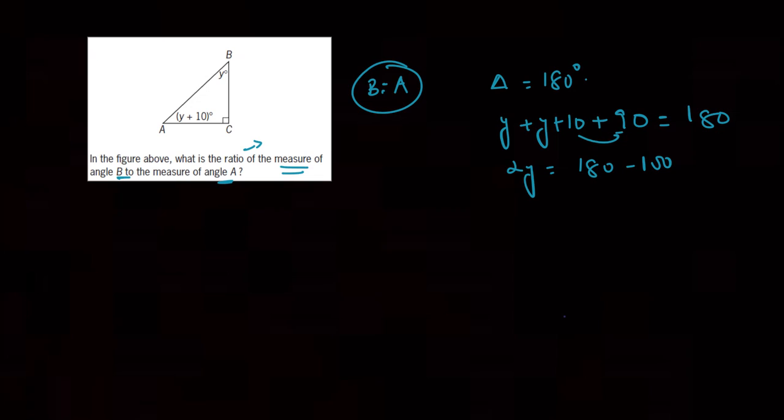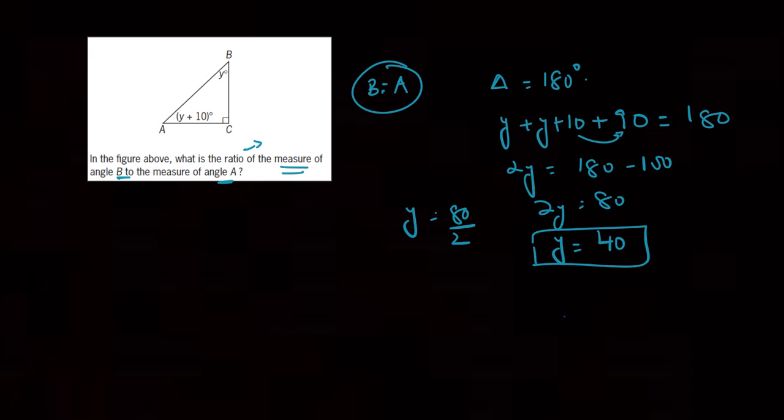Okay, now if you recall, what is the sum of angles of a triangle? It is 180 degrees. So y plus 10 plus 90 is equal to 180. So 2y is equal to 180 minus 100. The sum of these two is 100. So 80 is equal to 2y. So y is equal to what? y is equal to 40. How 40? y is equal to 80 divided by 2.